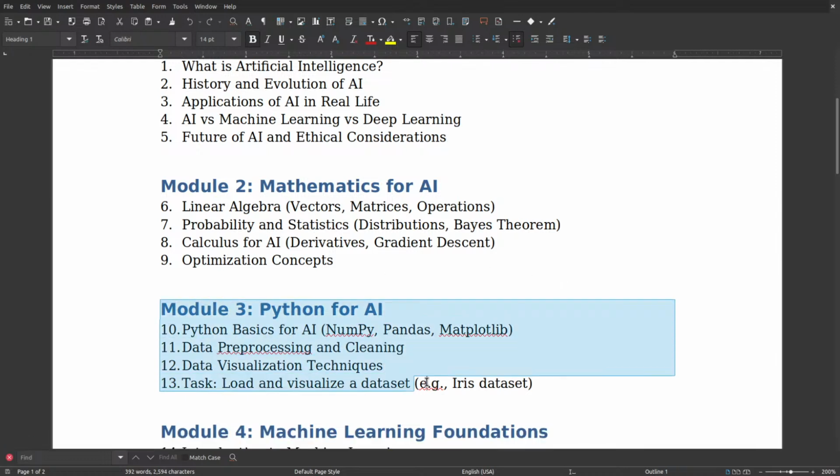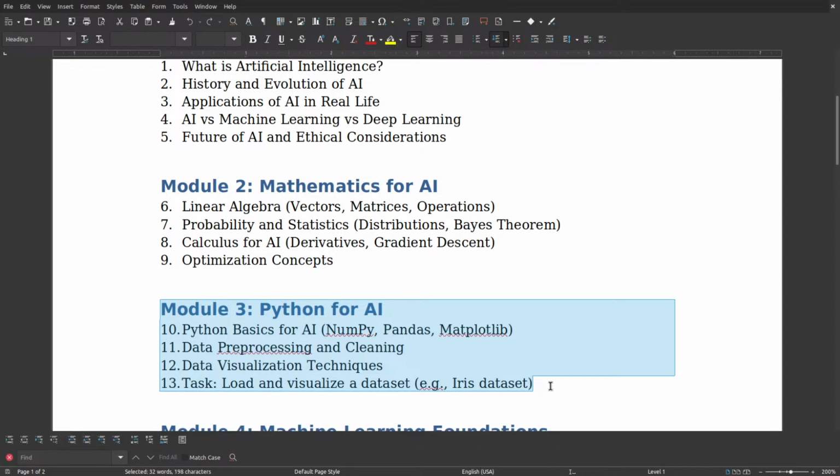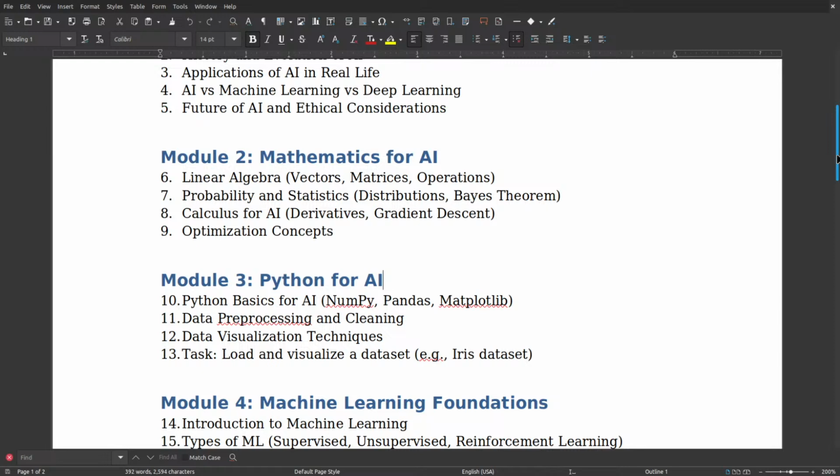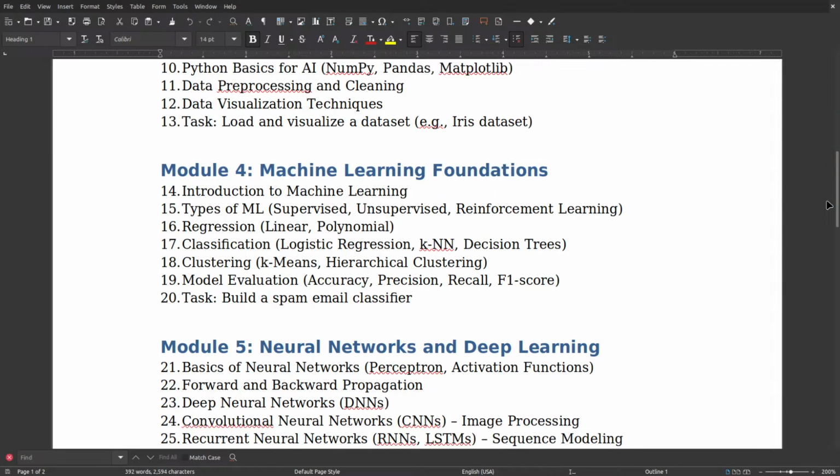Then, after we have finished the introduction and understanding the mathematics, we're also going to start Python basics. So we're going to do Python for AI, where we'll look at the Python basics, then we'll look at NumPy, Pandas, Matplotlib, and every other necessary library. We're going to talk about data preprocessing and cleaning as well. Then we're also going to talk about data visualization techniques. All right. Then we'll start working on tasks like loading data, visualizations, and datasets, right? So that is what we're going to cover in this series, right?